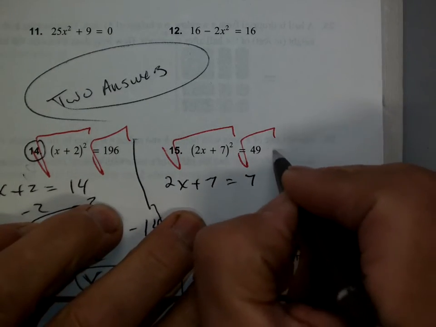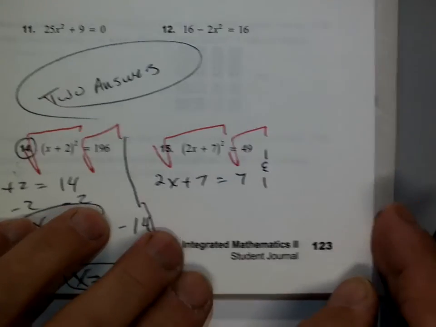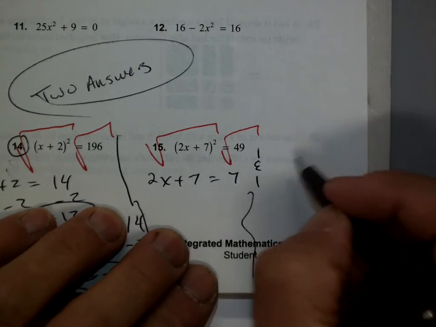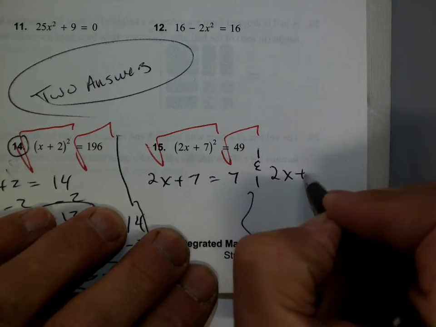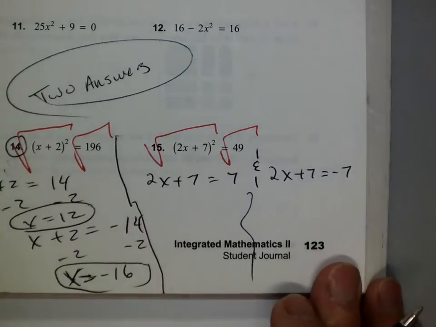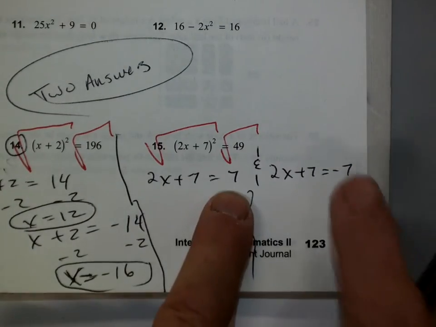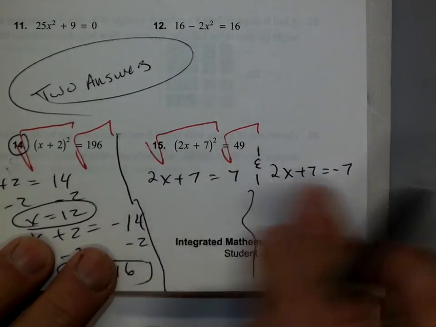So I'm going to have this other little mini equation: 2x plus 7 equals negative 7. So you have to have both. You need two answers, 7 and negative 7. Okay, so let's solve these two little mini equations.